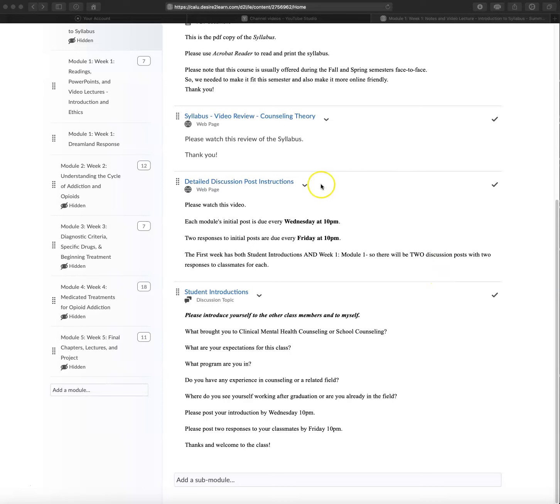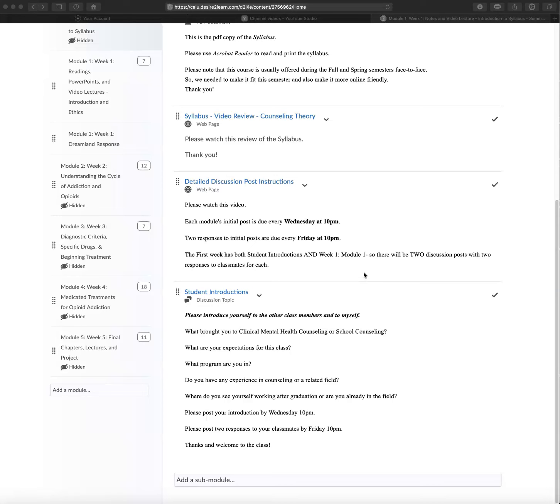So right here, you'll see detailed discussion post instructions, and then down here is actually a discussion post. Now, some of the discussion posts have unique questions in them, like introductions: what brought you to clinical mental health or school counseling, what are your expectations for this class, things like that. Answer those questions. That's usually for the first class.